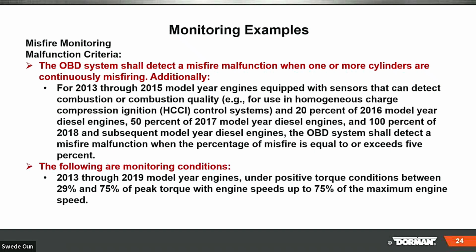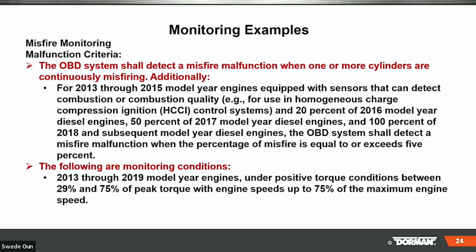Okay. Misfire monitoring. The OBD system shall detect a misfire. Misfire is huge. It doesn't matter if it's on a diesel or whatever the case may be, because one or more cylinders are continuously misfiring. Additionally, it doesn't have to be spark, right? Anything can cause a cylinder to misfire: lack of air, all sorts of stuff. But for now, for 2013 to 2015 model year engines, again, it's not vehicles, it's engines equipped with sensors that can detect combustion or combustion quality for use in homogeneous charge compression control systems.